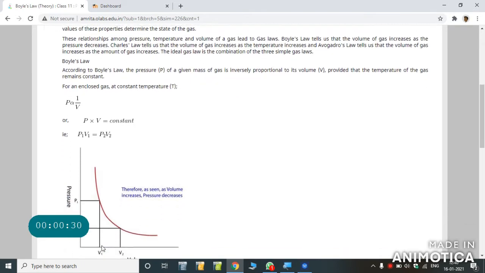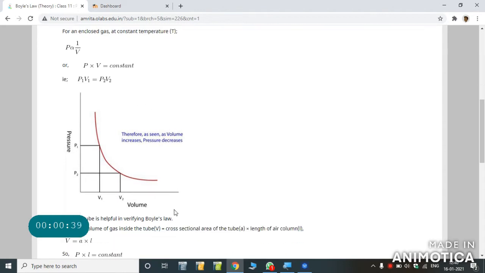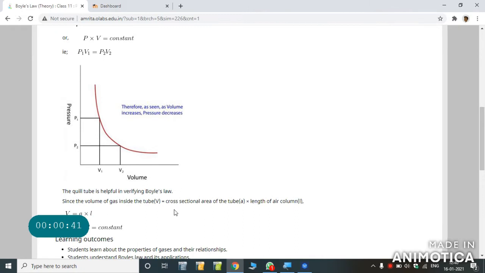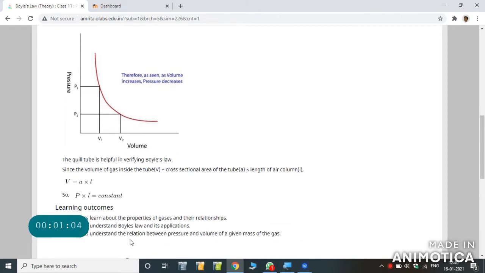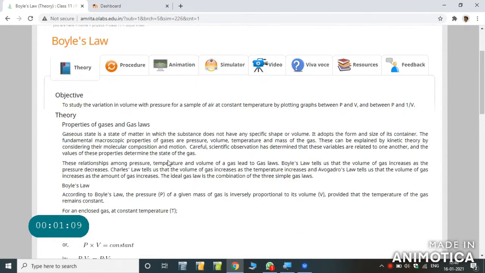The graph between pressure and volume, with volume on the x-axis and pressure on the y-axis, is given here. Here in the experiment, we are performing the experiment in the quill tube. The volume of the quill tube is V is equal to A cross L, where A is the cross section of the quill tube and L is the length of the air column. Thus the equation reduces to P cross L is equal to constant K. Now let us familiarize with the apparatus of this experiment.